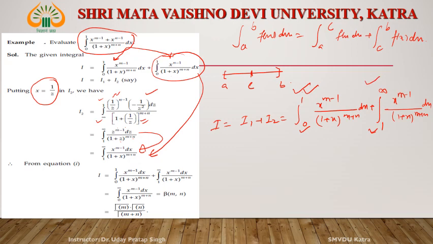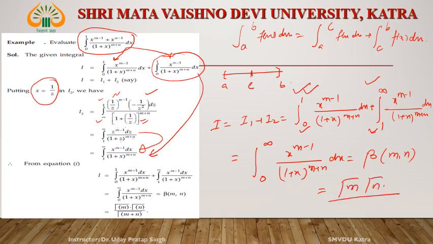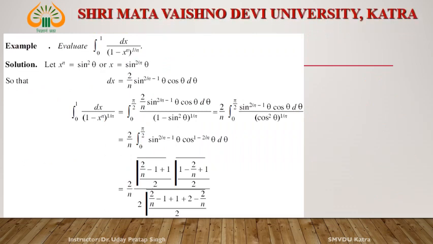So this integral becomes a to b, meaning 0 to infinity x to the power m minus 1, 1 plus x to the power m plus n dx. And we already know that this is the beta function, and this one is gamma m gamma n divided by gamma of m plus n. Solve this thing in the same way, putting x to the power n is equal to sine square theta.